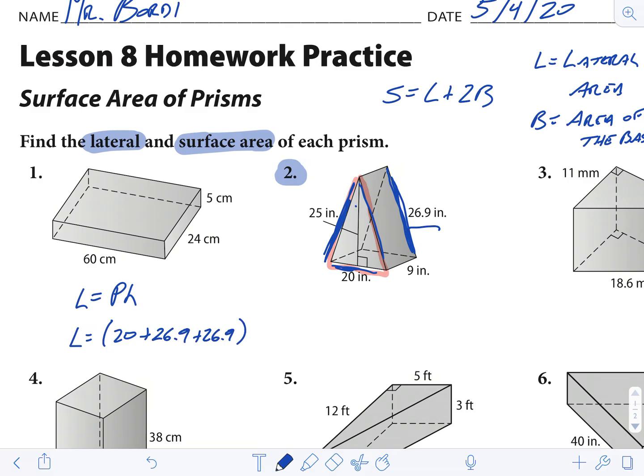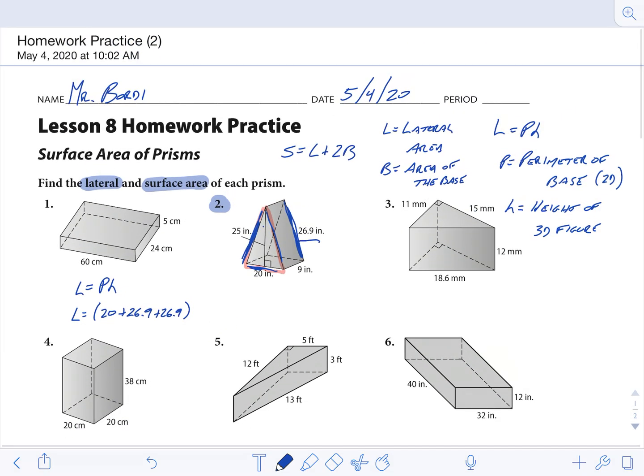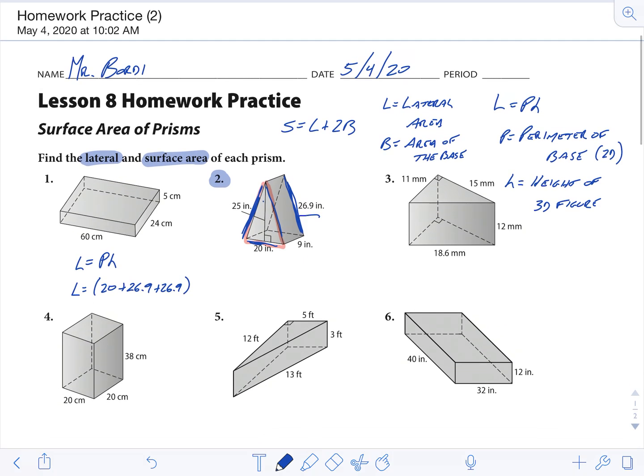Now I need to multiply that by the height of the 3D figure. To figure out the height, you need to measure when you're standing on the base. This figure is not standing on the base right now. The height is not 25. That's the height of the 2-dimensional triangle. The actual height of this 3D prism is right here with this 9 inches.